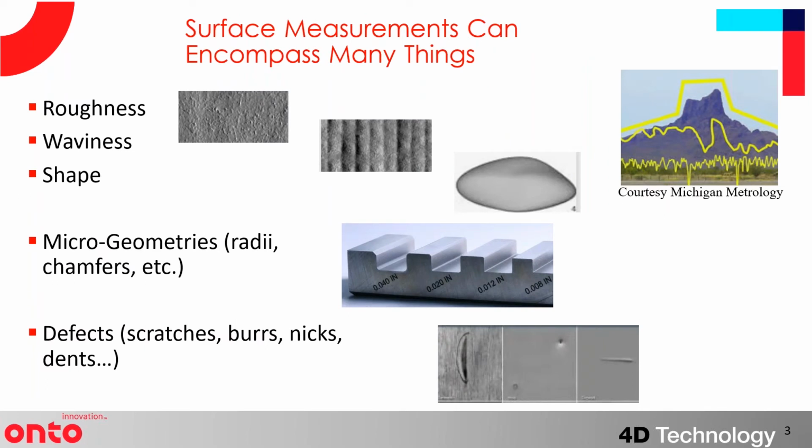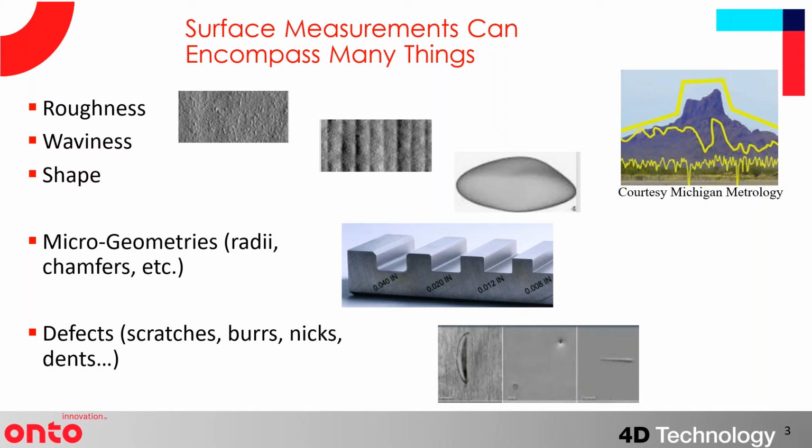But surface measurement or metrology, that can mean a lot of different things. It can be roughness or very fine scale surface features. It can talk about waviness on a part or overall part shape. It can also include microgeometries, so small radii, chamfers, blend radius, things like that, small steps. And it can also include defect metrology, so scratches, burrs, nicks, dents, corrosion, etc.